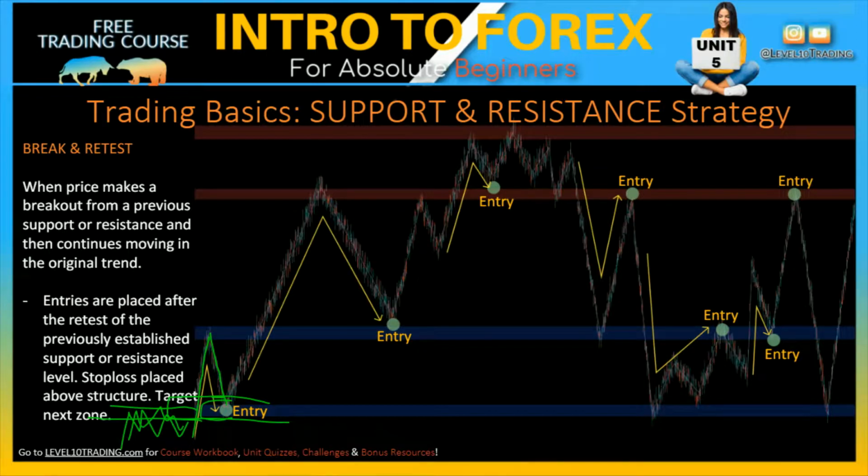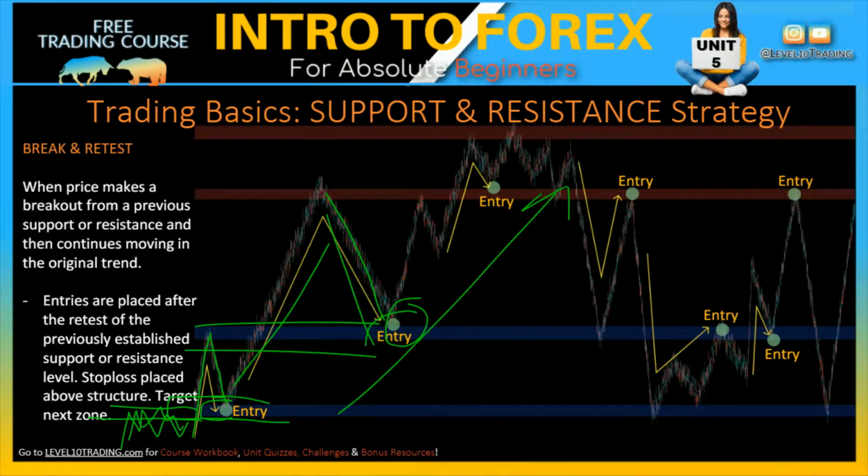Again, you're looking for these zones that were used as either support or resistance. You want price to blow through that and come back to retest to continue in the same direction, where basically you're trading pullbacks. But part of the confluence and part of your filter is that you're trading pullbacks, but you want to see a break through and a retest of a previously established zone.